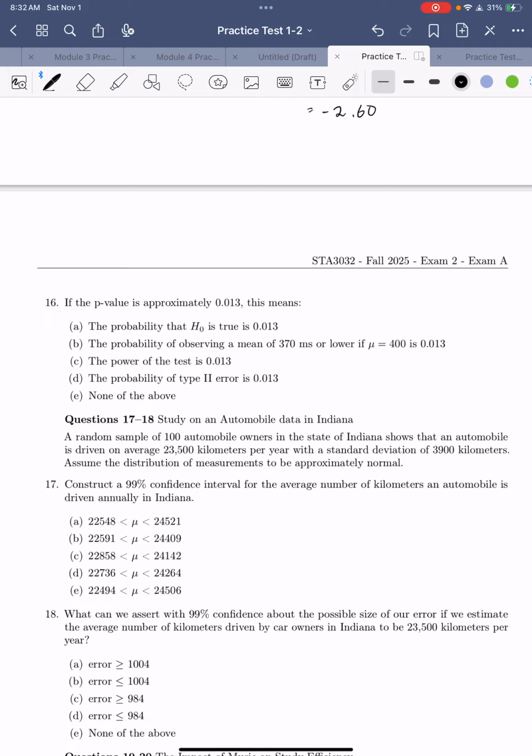Okay, so then our second answer choice is the probability of observing a mean of 370 milliseconds or lower, for a true mean of 400, is 0.013, and so that's true because that's the probability of observing what we observed while our null hypothesis is true. So our correct answer should be B, and it's not our power and it's not our probability of a type 2 error, so these two are wrong.